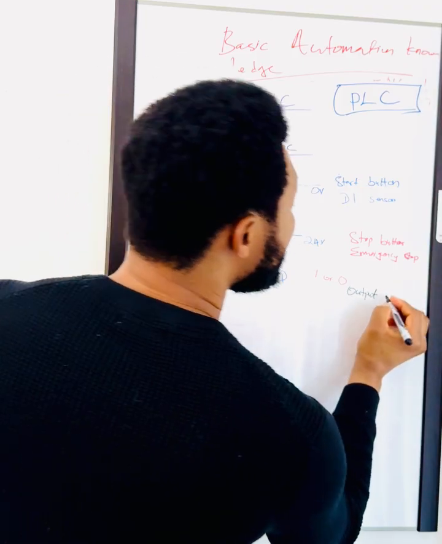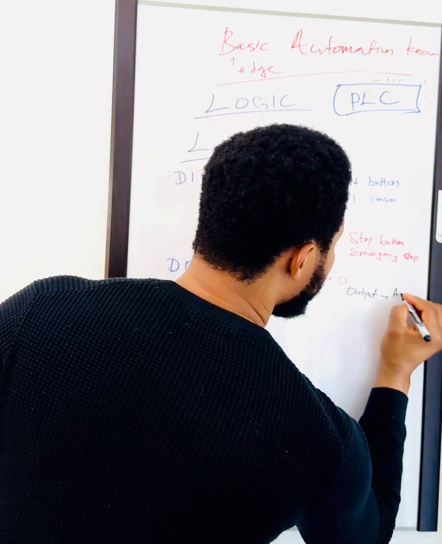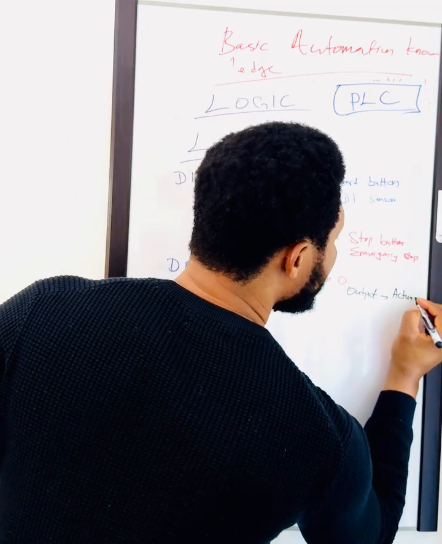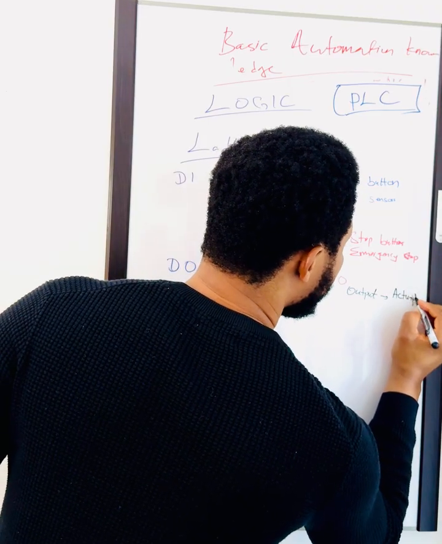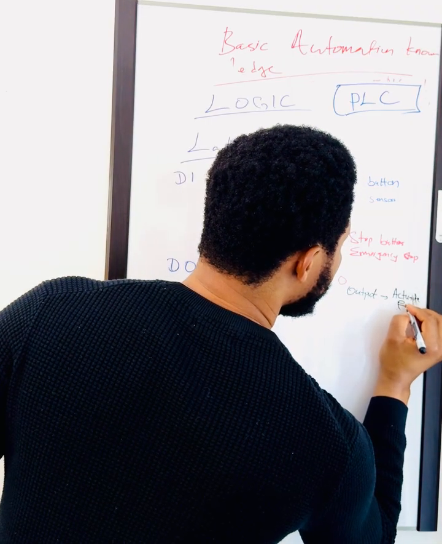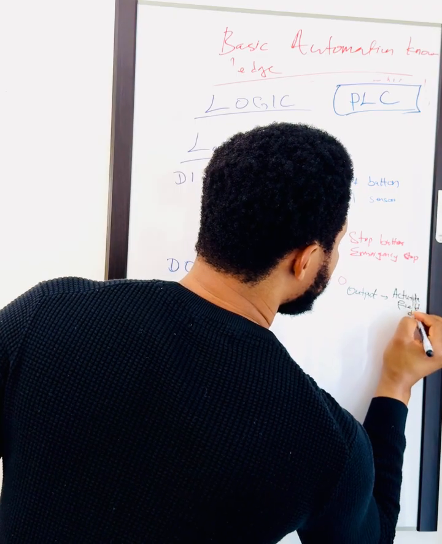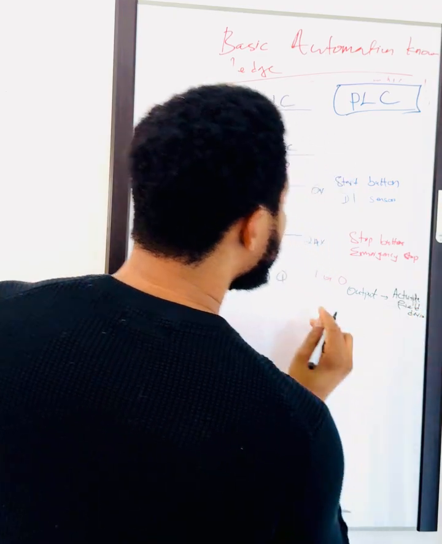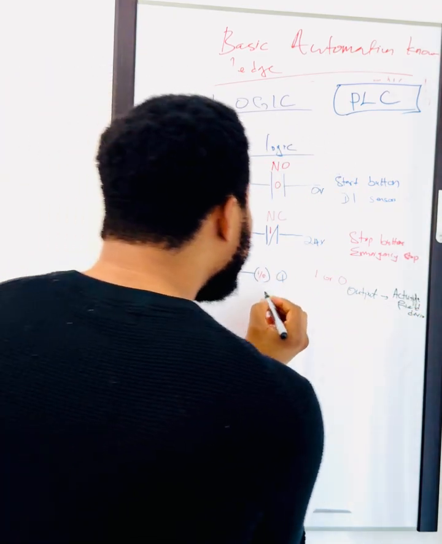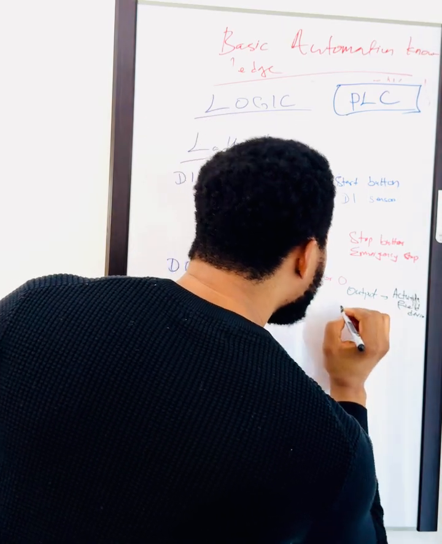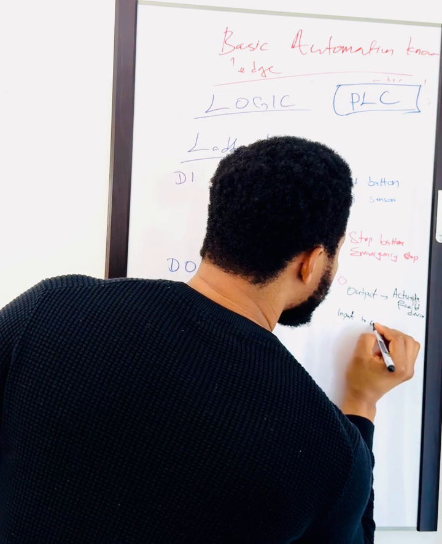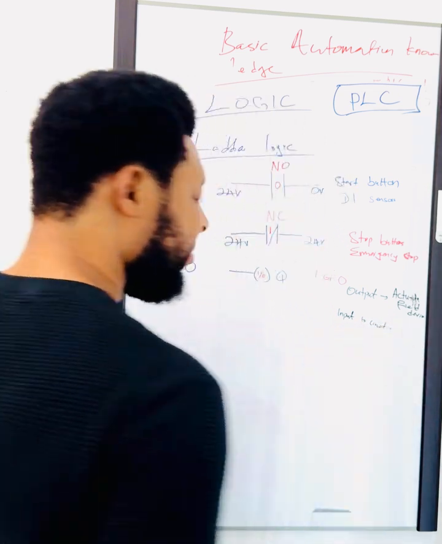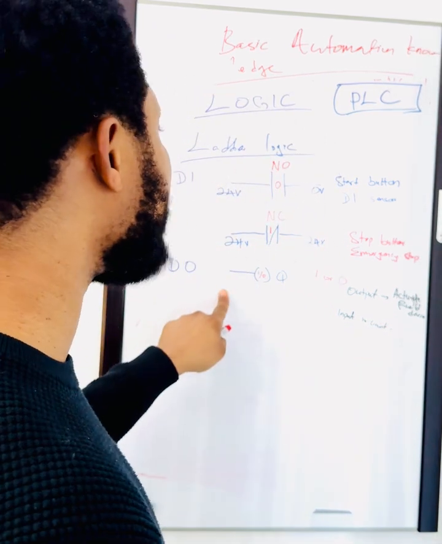So this output goes to your feed devices. It actuates your feed devices. Then you can use it as output, and you can also use it as input to your circuit. Stay with me, don't get confused.